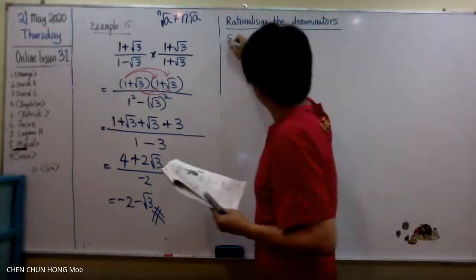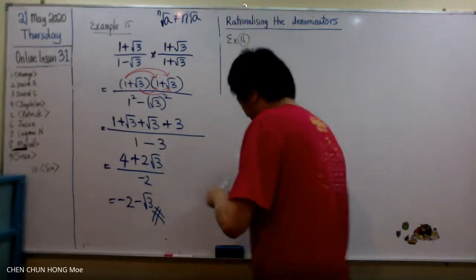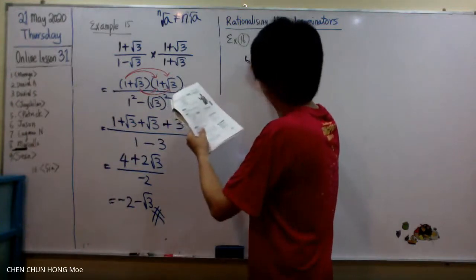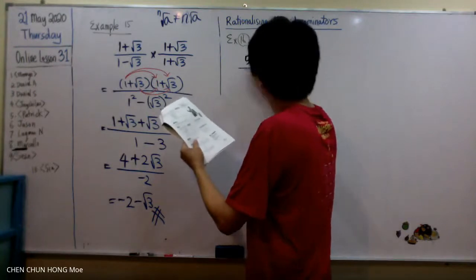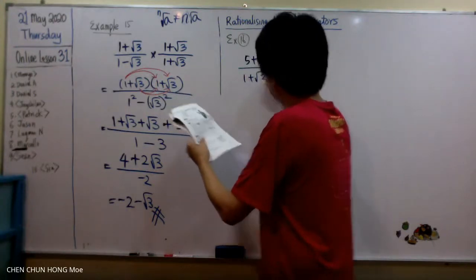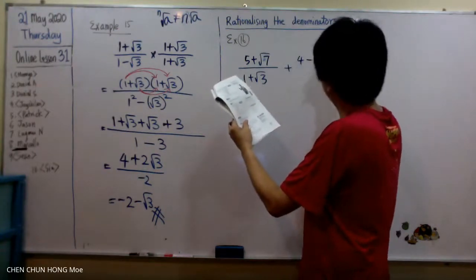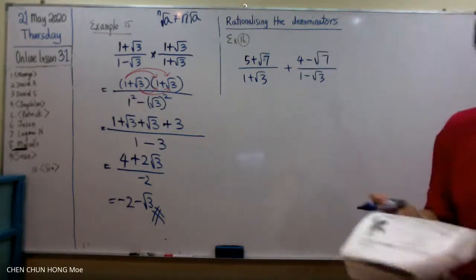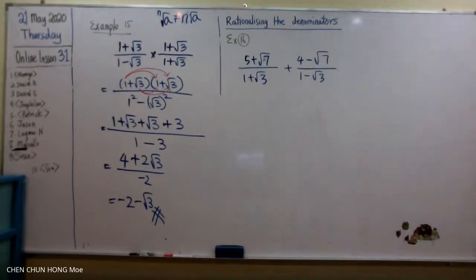So we are asked to write both (5 plus √7) over (1 plus √3) plus (4 minus √7) over (1 minus √3) as a single fraction.